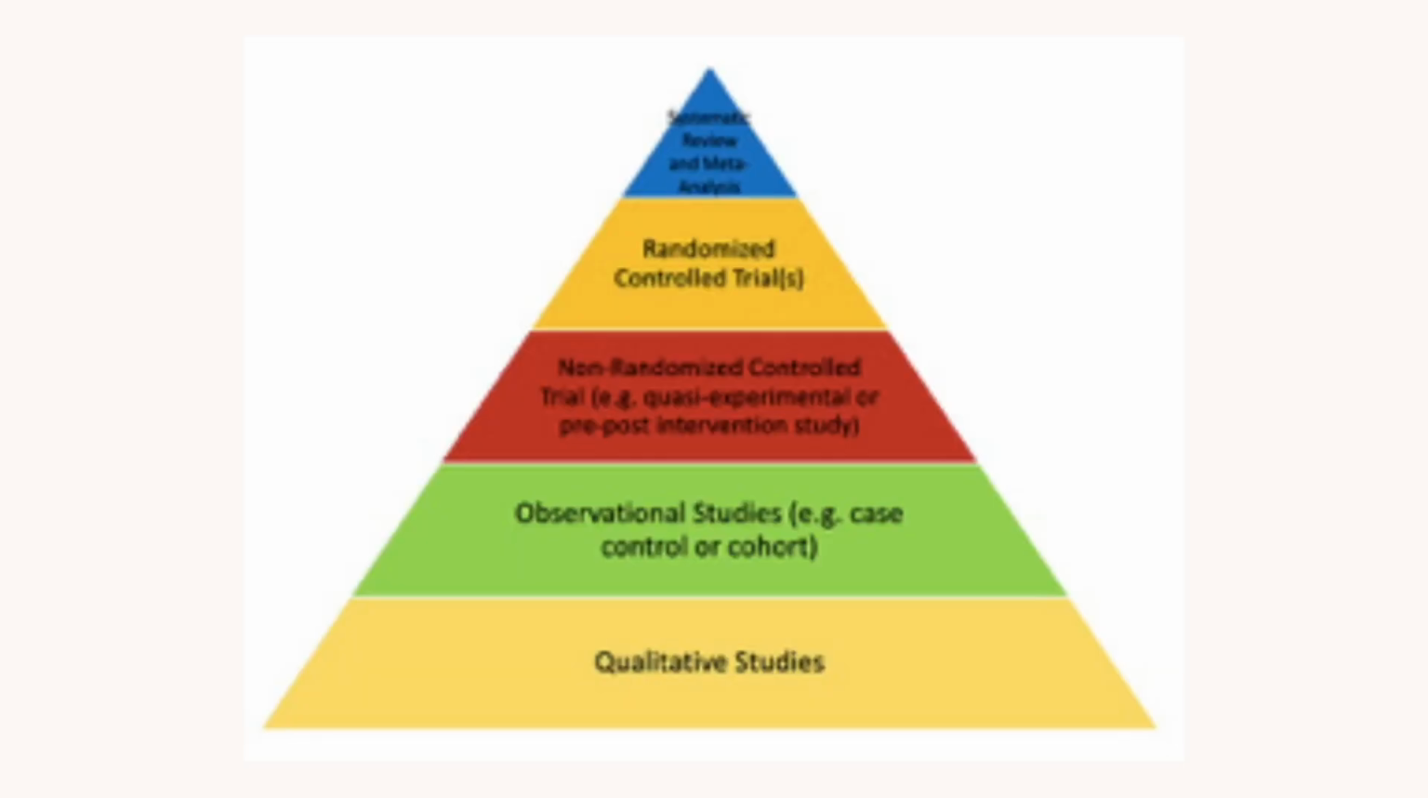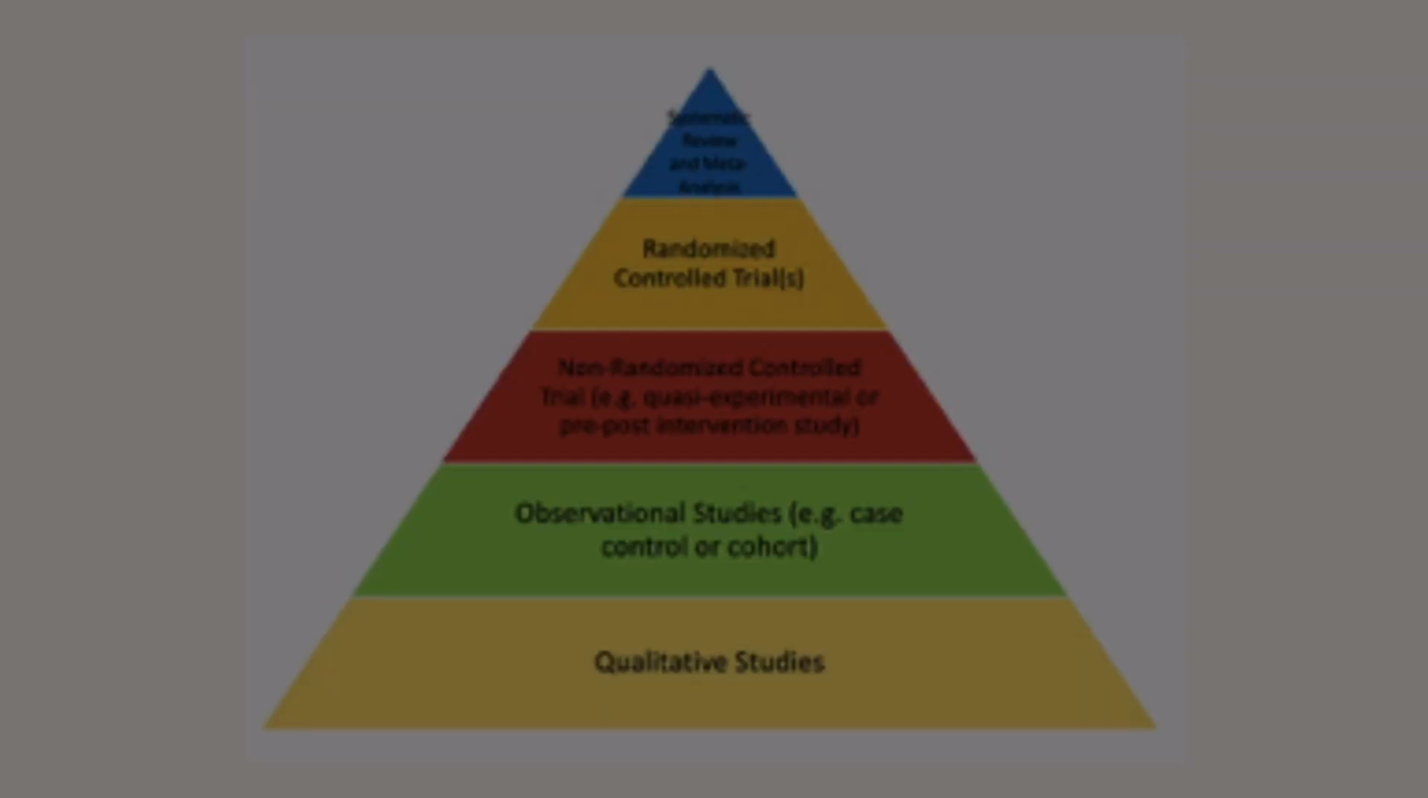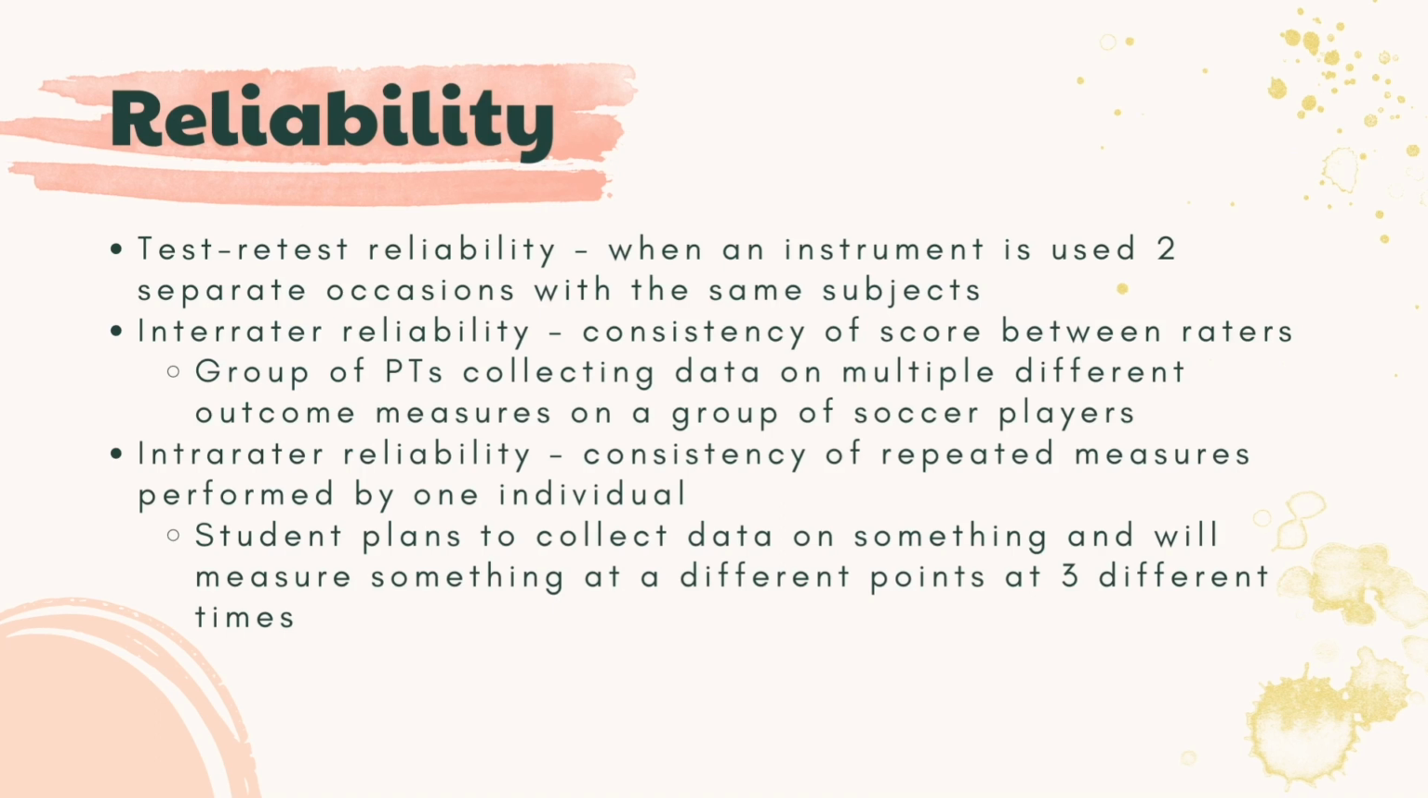I've also included the pyramid here of the different levels of evidence. Next is reliability. So this includes the test, retest, inter-rater, and intra-rater reliability. So I've given you brief descriptions of each, and I have given you kind of an example of the difference between inter and intra-rater reliability.